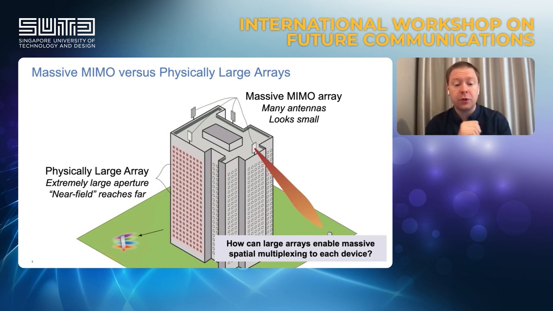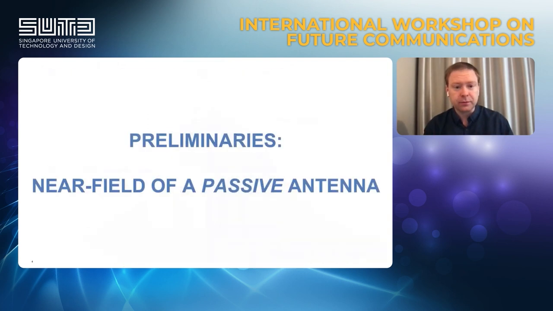Even if there's no object around that can help us bring in the signal from a different angle, we might still be able to do a massive multiplexing of signals to the same device, just because we can focus the signal energy very narrowly. So the core of this talk will be to explain to you how this is possible and when it is possible. And as a starting point for that, I need to begin with saying what a near field is.